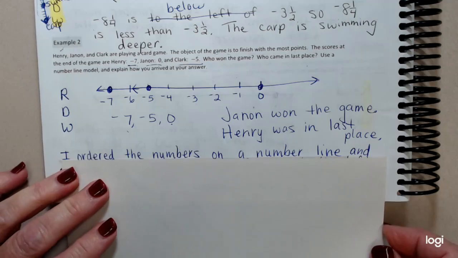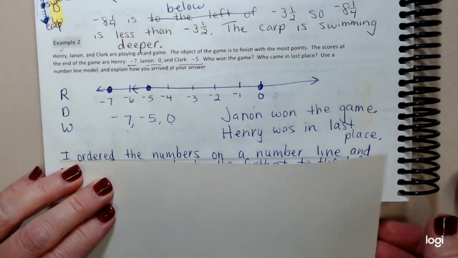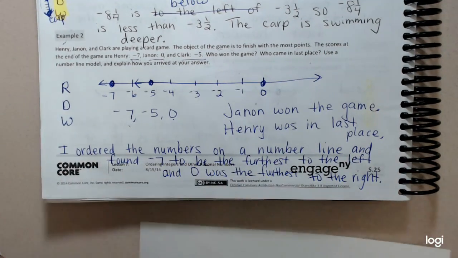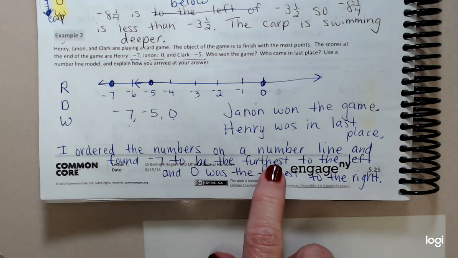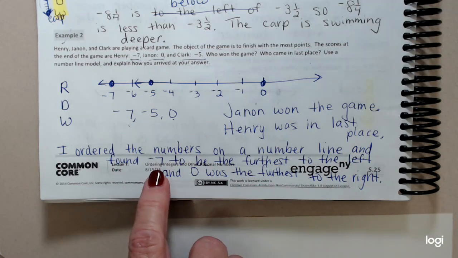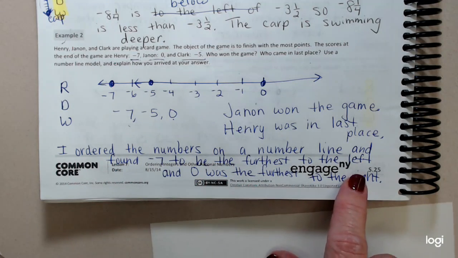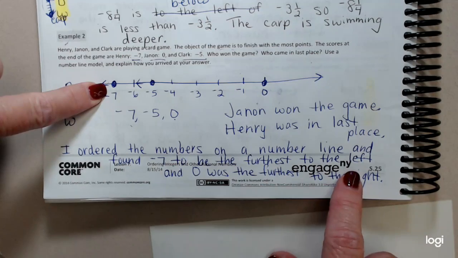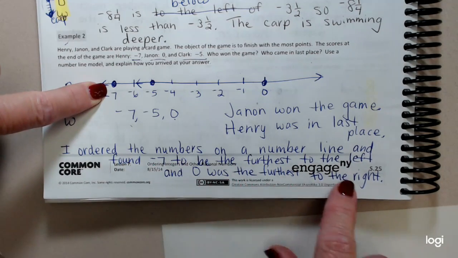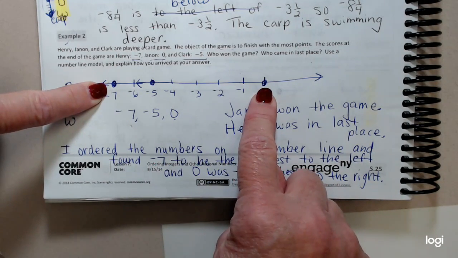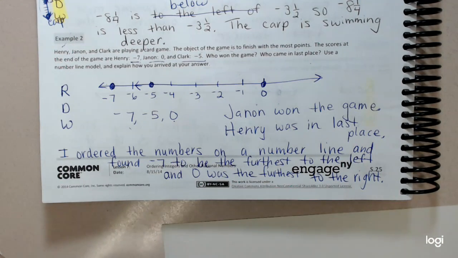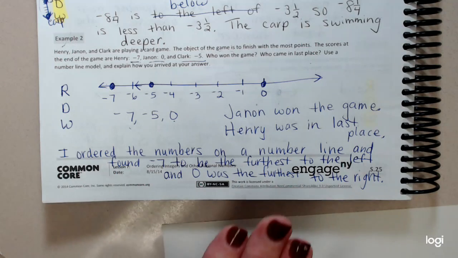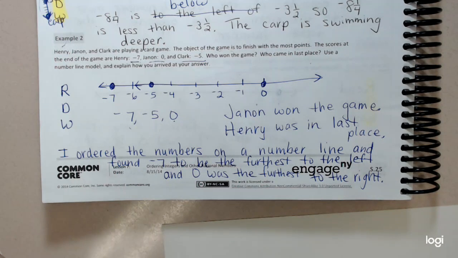So I tried to write the answer out to help me study in case I need it for my exit ticket. I ordered the numbers on a number line and found -7 to be the furthest to the left, right here, and 0 was the furthest to the right. If you would like to pause your video so that you can get this sentence written down, please do so, because it might help you when answering questions on an exit ticket.